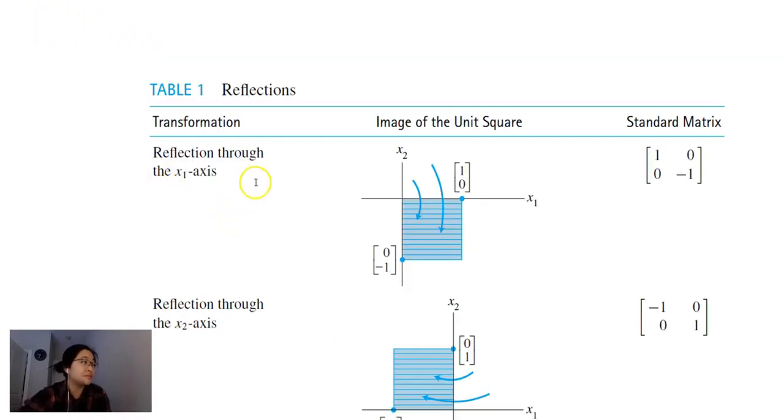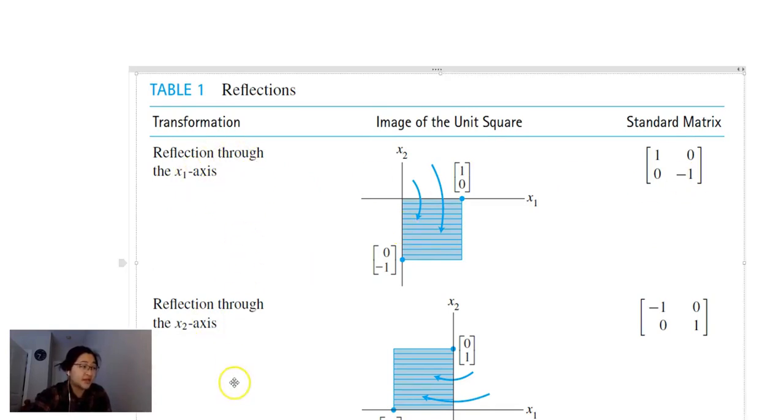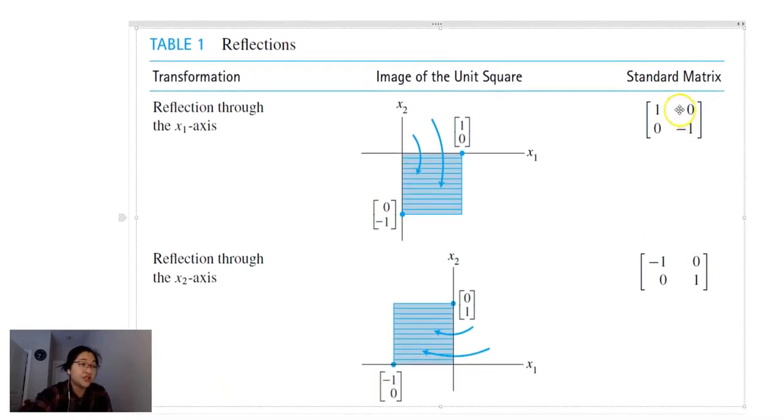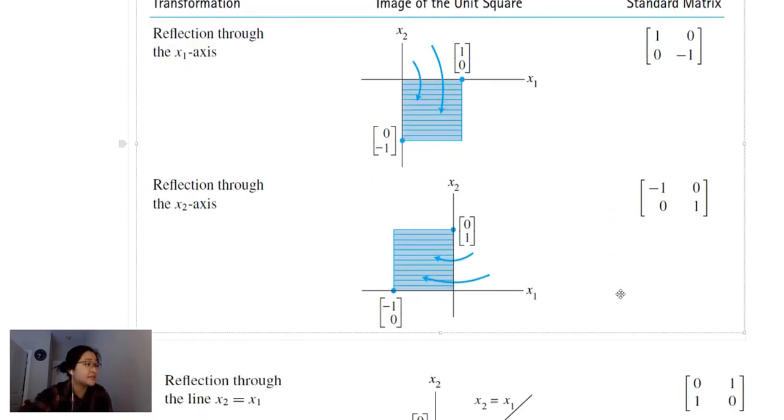So we're going to skate through this pretty quickly. We're going to go over this in class too, so be mentally prepared for that. So when we have reflection through the x1 axis or the x2 axis, we just need to negate whichever column we need to negate properly, so that what we end up with is a reflection across the axis.